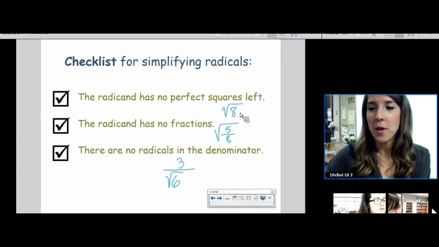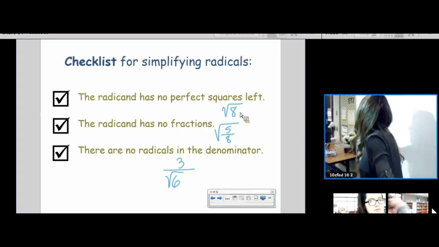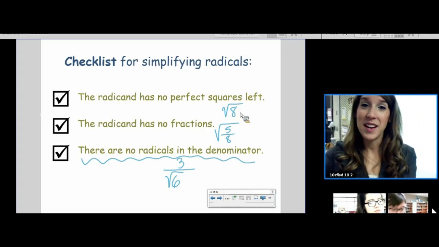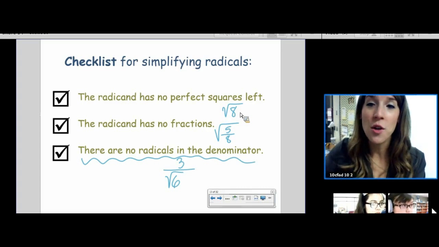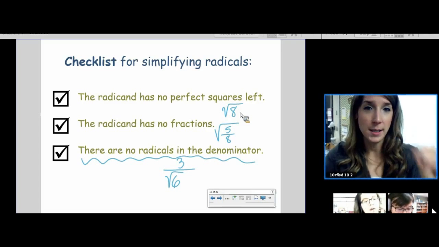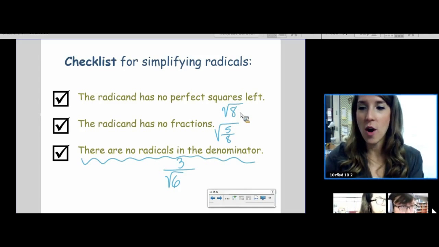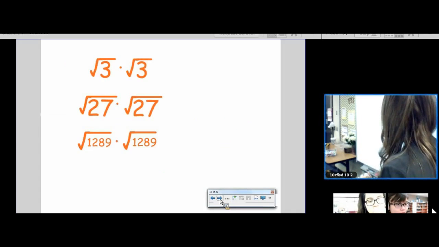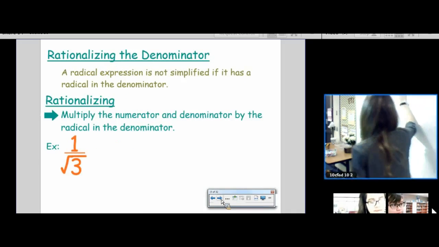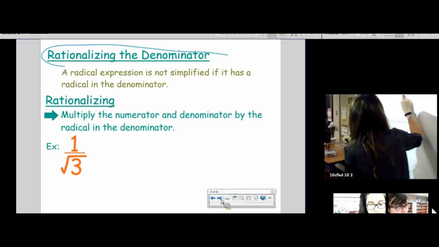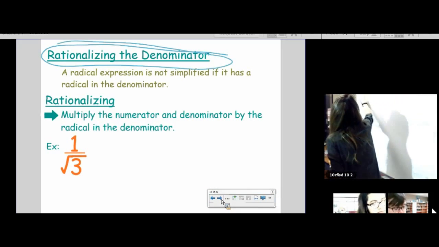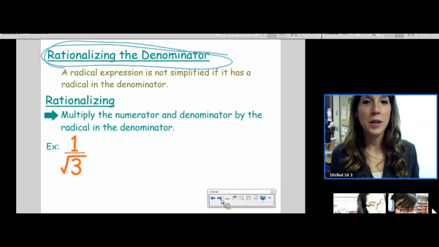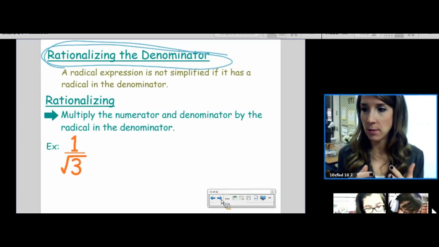Rational. So the next few slides, we're really going to focus on this one right here. If there's a radical in the denominator, if your denominator is irrational, we're going to work on forcing it to be rational. So we're going to do something called rationalizing the denominator. Write down rationalizing the denominator. When the denominator is irrational, we're going to force it to be rational.